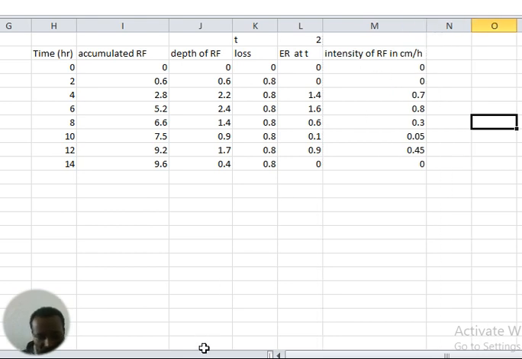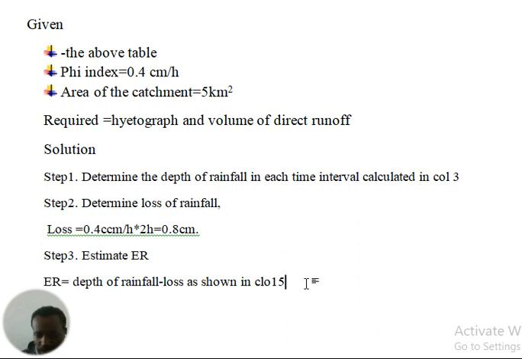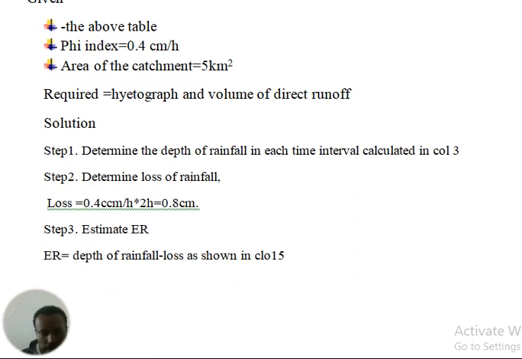After determining this value, then you can go to step 4, determine what?